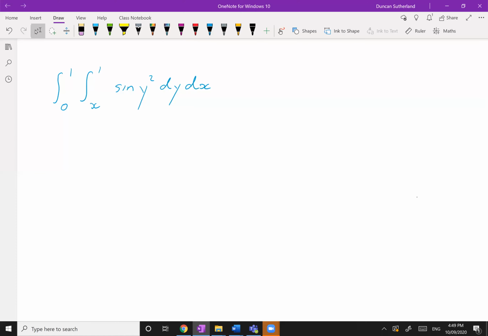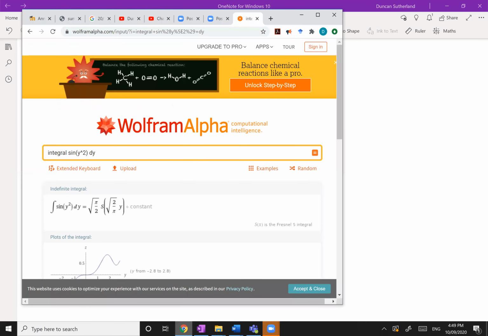However, it can be solved by swapping the order. So we can't actually solve this integral. I'll show you why. Let me just switch to my browser. I've pulled up Wolfram Alpha. This lets you do integrals. I've just asked it, what's the integral of sine y squared with respect to y? It's told me what the indefinite integral is. It's come up with this thing called S, a Fresnel integral.